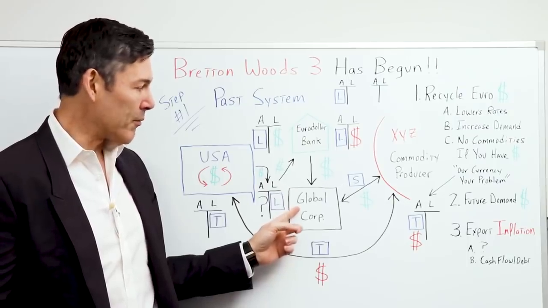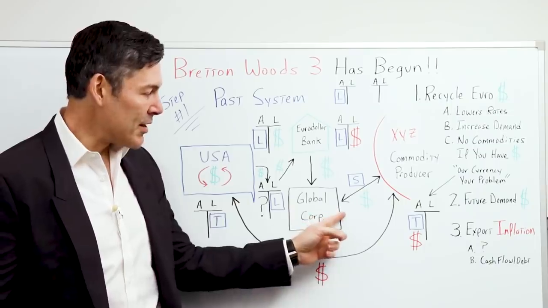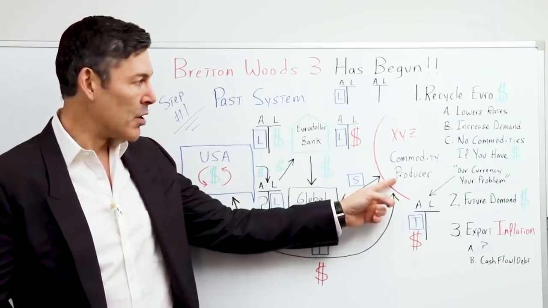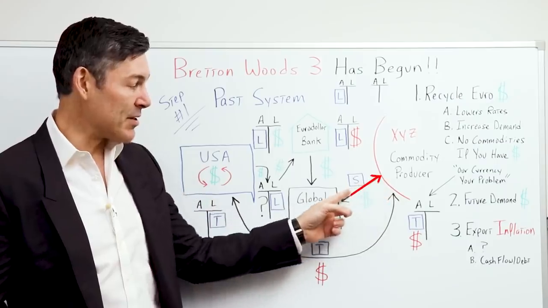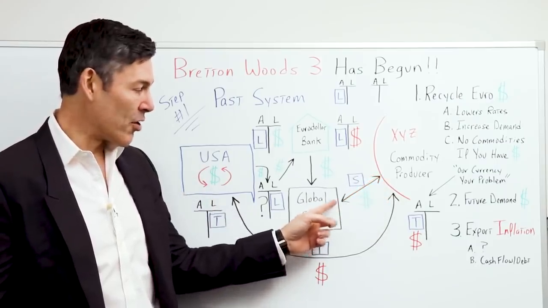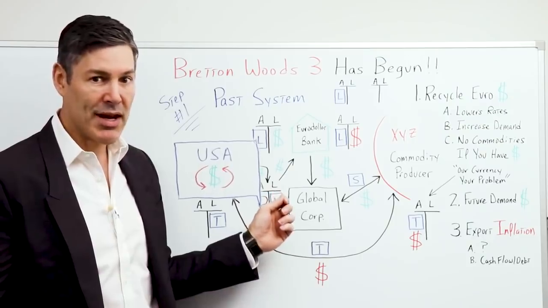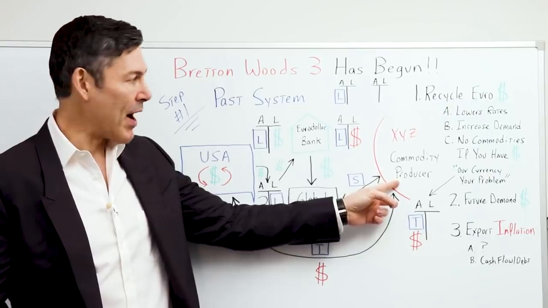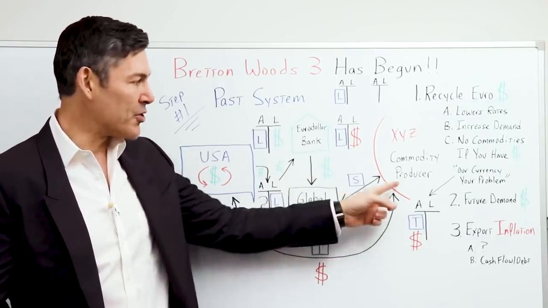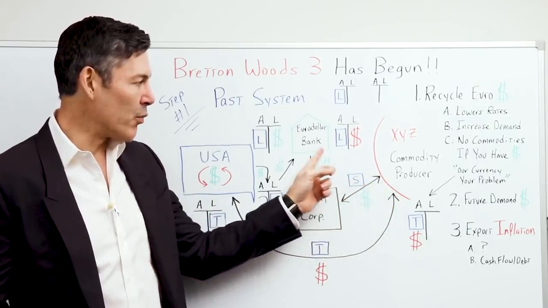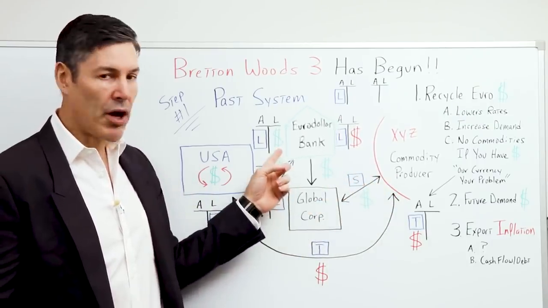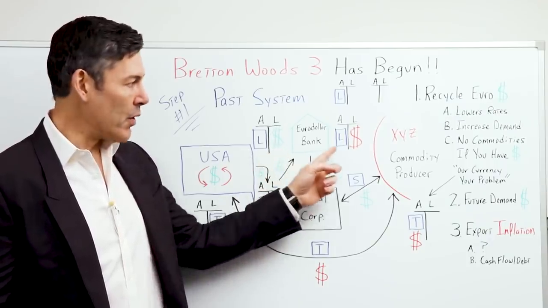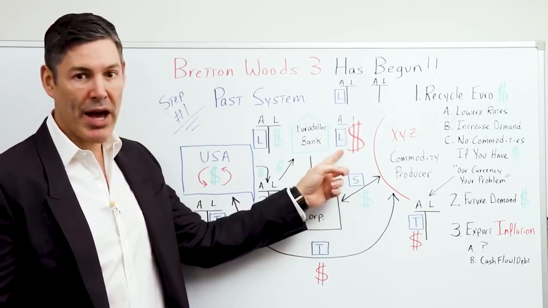Okay, so Global Corp takes those dollars and they send them over to XYZ commodity producer country. XYZ commodity producer country sends them the stuff, the natural gas they need to turn that into the chemicals that they can sell to the United States. Well, what does XYZ commodity producer do with the money? In fact, let's back up just a moment here. Let's just assume that XYZ commodity producer has an account with the same Euro-Dollar Bank. So what Euro-Dollar Bank does is just transfer the $1 billion from Global Corp's account over to XYZ commodity producer account at the same bank.